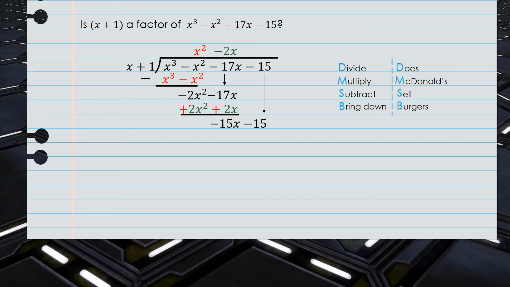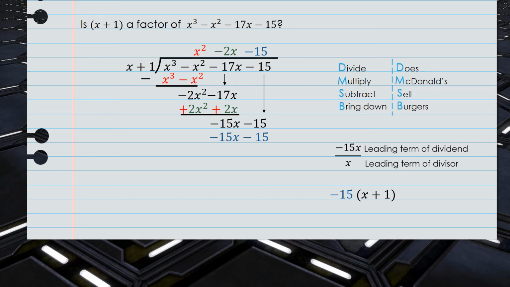We bring down the negative 15 and we start again at the division. We divide our leading terms. This time it's negative 15x divided by x, which gives us negative 15. Next, we need to multiply. We multiply negative 15 times x plus 1, and we will distribute. That turns into negative 15x minus 15. Since we've multiplied, we're ready for the subtraction. Now again, subtract means draw the line, and we're going to change the signs.